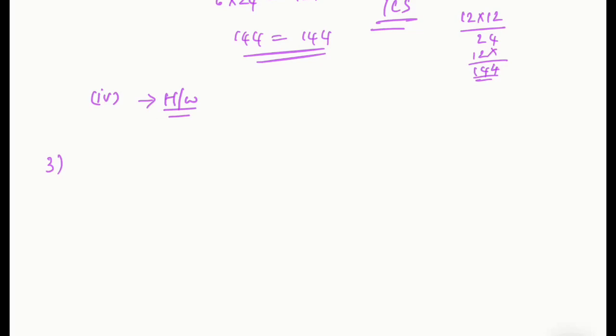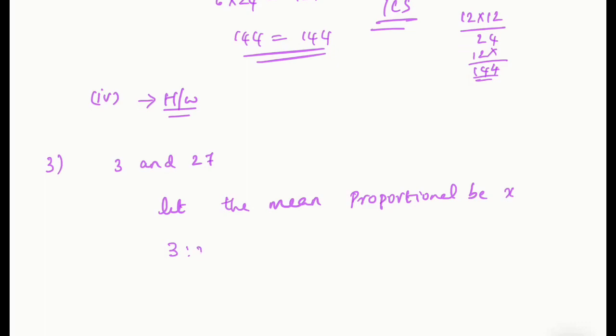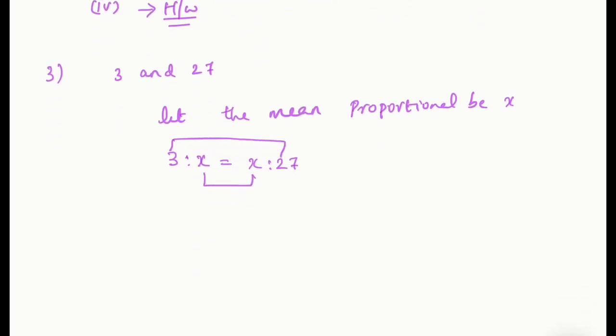What is given in the third main? Find the mean proportional between 3 and 27. So let the mean proportional be x. If x is the mean proportional, we can write it between these two terms as 3 is to x equal to x is to 27. So product of the extremes will be equal to product of the means. So what do we get?